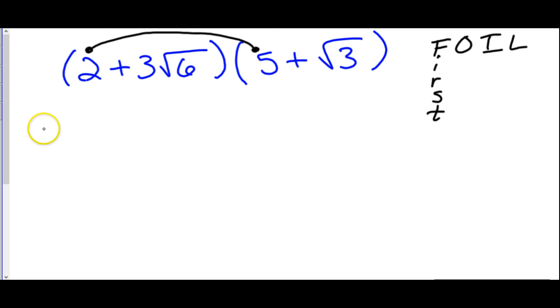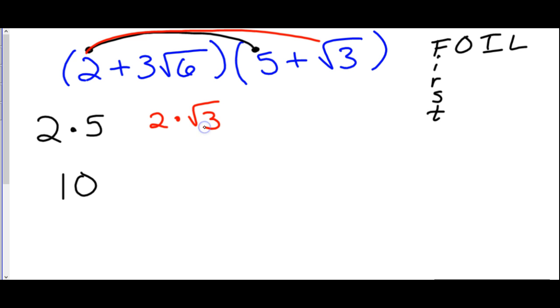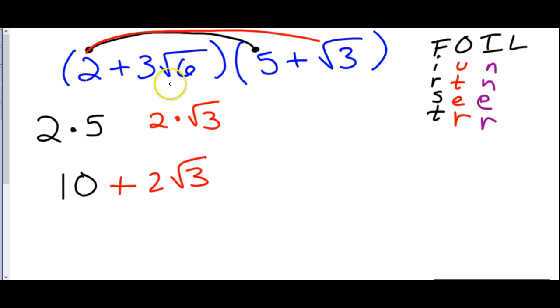So first times first is 2 times 5, which is 10. Then we do outer times outer, 2 times square root 3, which is just plus 2 square root 3. Then we do inner times inner. So O stood for outer, I stands for inner. That would be 3 square root 6 times 5.